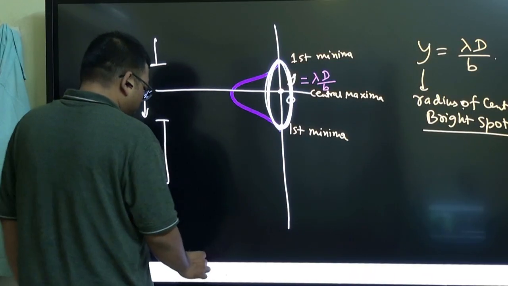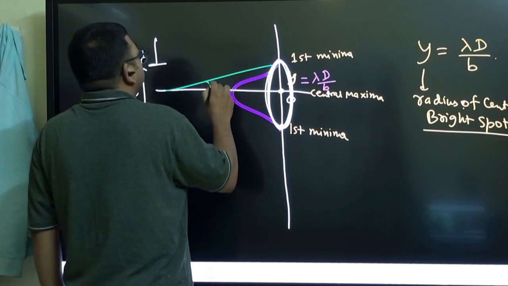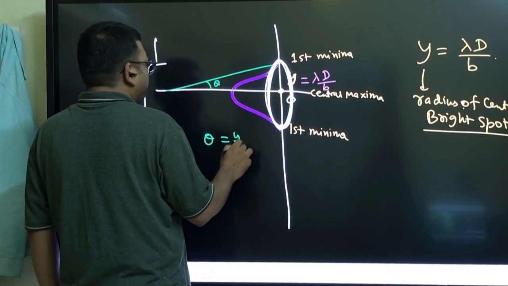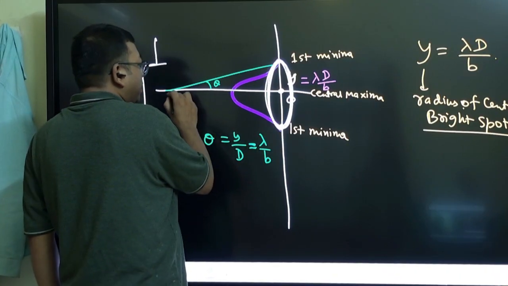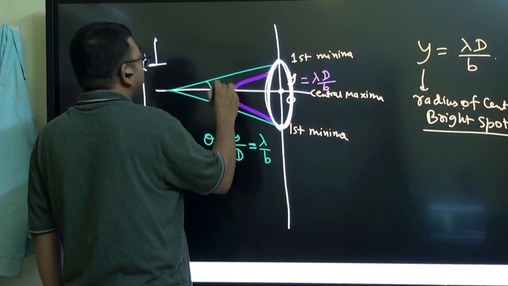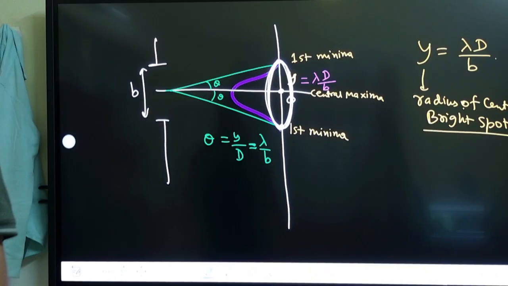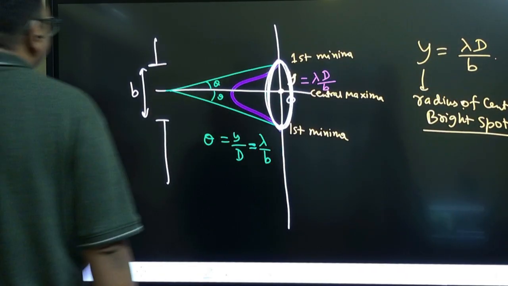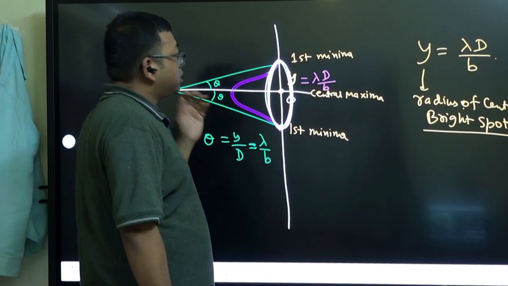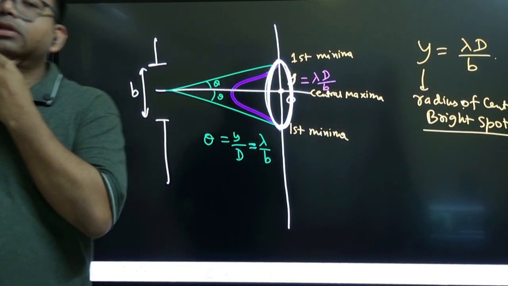Or sometimes they may ask what this angle theta is, the angular width. This angle theta is y by capital D, which is lambda by d. This is the angular width. For the full angular width, the total angle, you calculate 2 theta. So that's how we calculate. Most of the calculations come on this, so remember that formula and do the calculation for the bright spot. Generally questions on the bright spot will be coming.